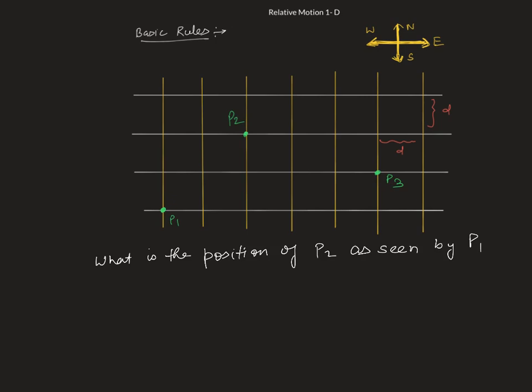Now position of P2 as seen by P1. So P1 starts to see the position of P2, and P1 sees that P2 is something like this. So in order to reach P2, I have to move 2D towards east. I think you will understand that 2D towards east and 2D towards north. So P1 will say, because P1 is observing, that P2 is 2D east and 2D north.